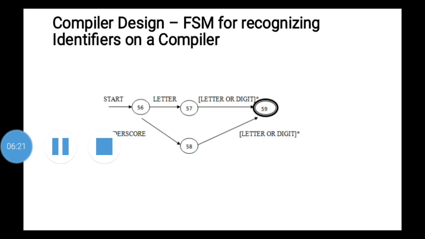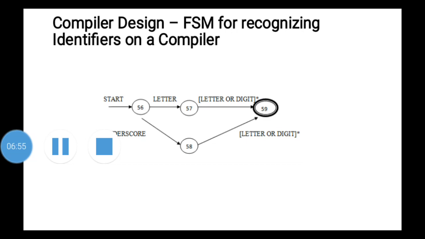Now let's bring this home. FSM for recognizing identifiers on a compiler. In any programming language that you may be writing, you will need identifiers. Identifiers could be to identify a particular variable or a particular function, or you want to assign something. How does the compiler recognize identifiers? So we have this FSM.